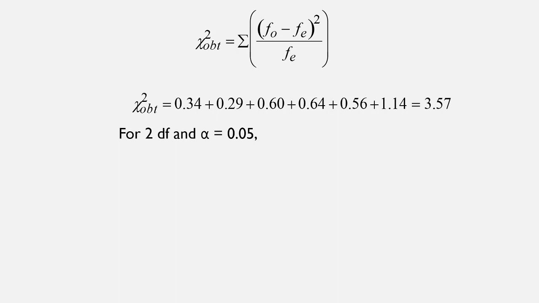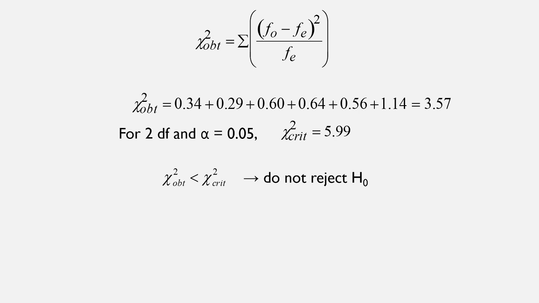Again, your degrees of freedom for a two-way chi-square is going to be the product of the degrees of freedom for factor 1 and the degrees of freedom for factor 2. So again, same critical chi-square value of 5.99. Does our obtained chi-square exceed critical? No. In this case, we do not reject the null hypothesis.